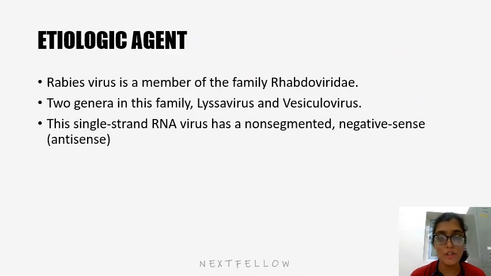Rabies virus is a member of family Rhabdoviridae. There are two genera in this family, that is Lyssavirus and Vesiculovirus. This is a single-stranded RNA virus that is non-segmented, negative sense, that is an antisense virus.